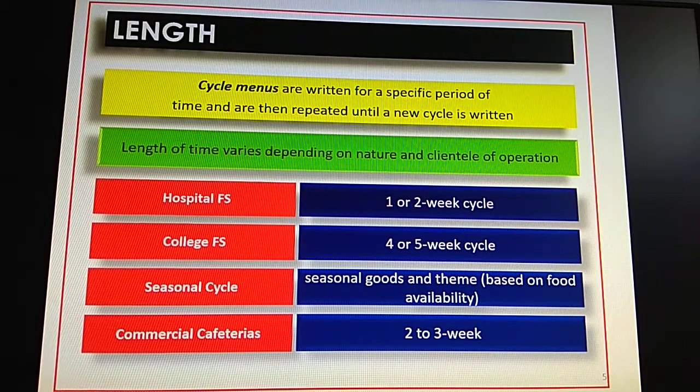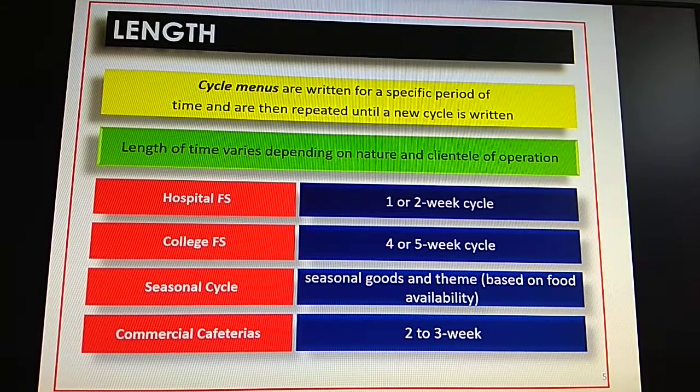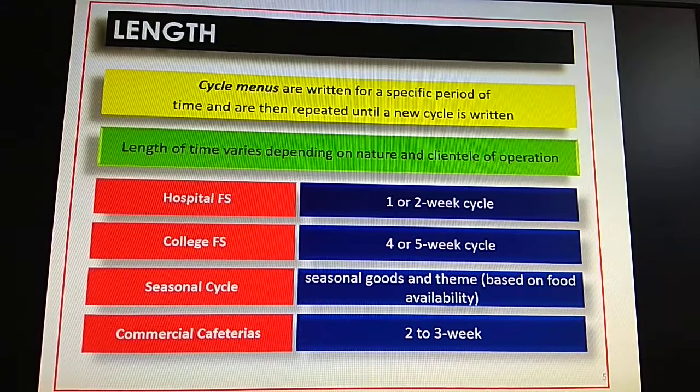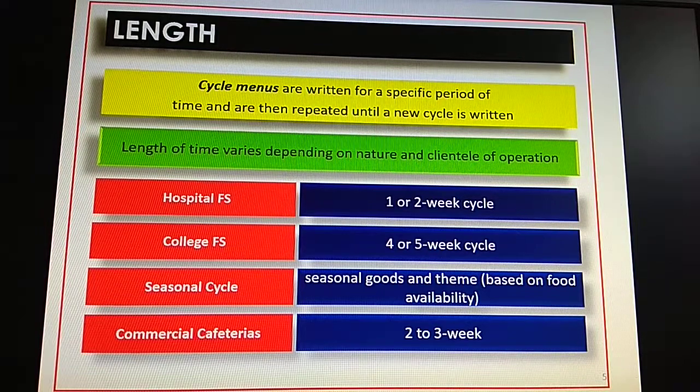And then we have commercial cafeterias. Commercial cafeterias basically are going to have a 2 to 3 week cycle, meaning the menu of the second week of January, as an example, is going to be repeated again on the fourth week of January as well. So we are going to see the menu 2 times in a month.